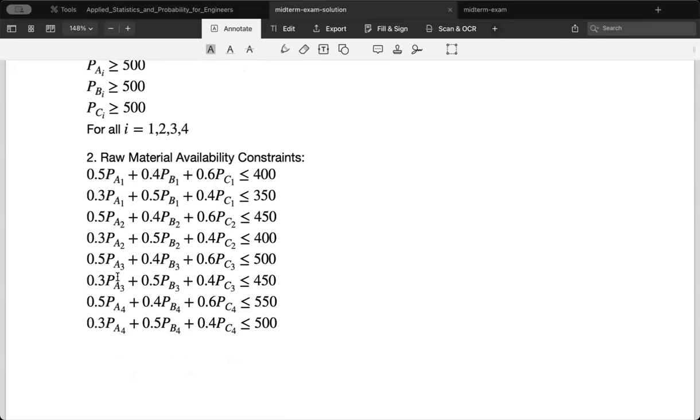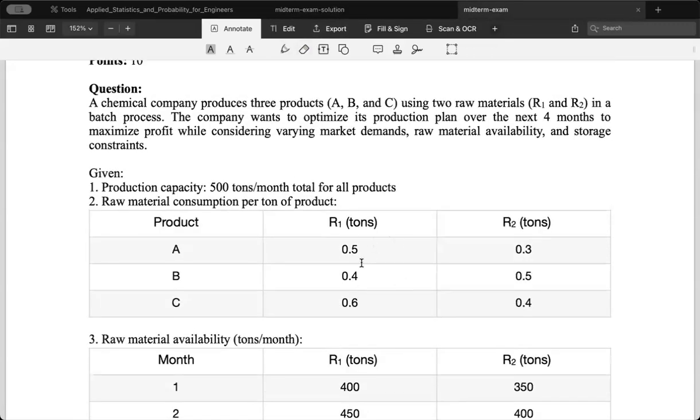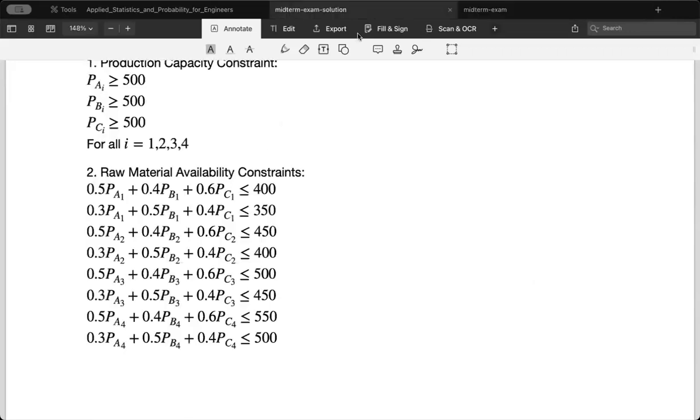And the next one, raw material availability constraint. For raw material availability constraint, you have to determine R1, R2 for each month. Okay, from the first table, right? Yes, from this table. For example, R1 equals PA times 0.5, and PB times 0.4, and 0.6 of PC. You see, you have R1, R2, and for different months, for 4 months.